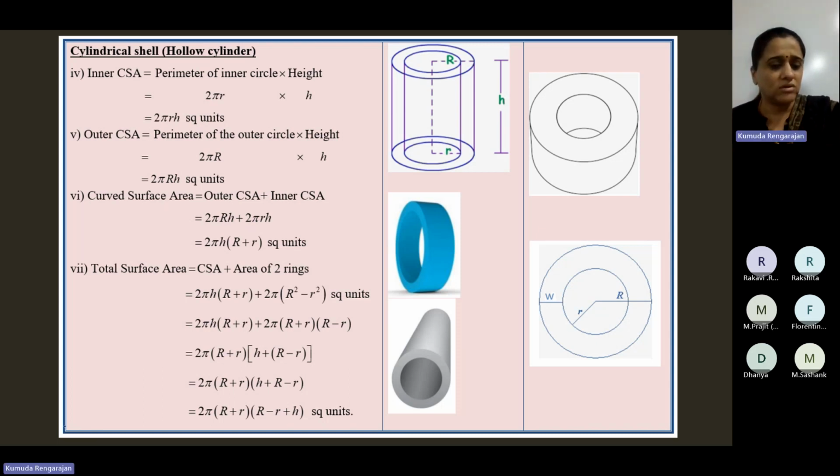You don't have to read the description. If you want, you can understand it, but you need to remember this formula. That's very important. So the explanation for inner CSA: curved surface area is always perimeter into height. So the perimeter of the inner circle, 2 pi r, into h, gives 2 pi r h. Outer CSA is also perimeter into height: the outer circle perimeter, 2 pi capital R, into h, gives 2 pi R h.